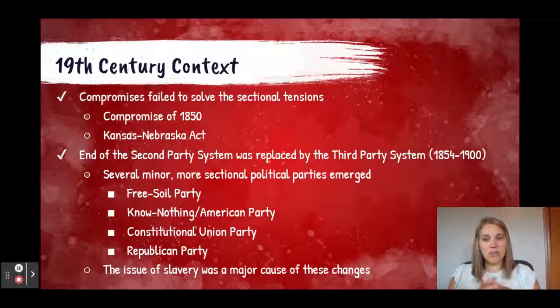So, some context here. We have been looking at how compromises failed to solve sectional tensions. For example, the Compromise of 1850 and the Kansas-Nebraska Act. We also see the second party system being replaced by the third party system as several minor, more sectional parties emerge. Most significantly, the Republican Party, which was focused on a free soil platform. And of course, the issue of slavery is one of the most significant causes of the rise of these sectional parties.